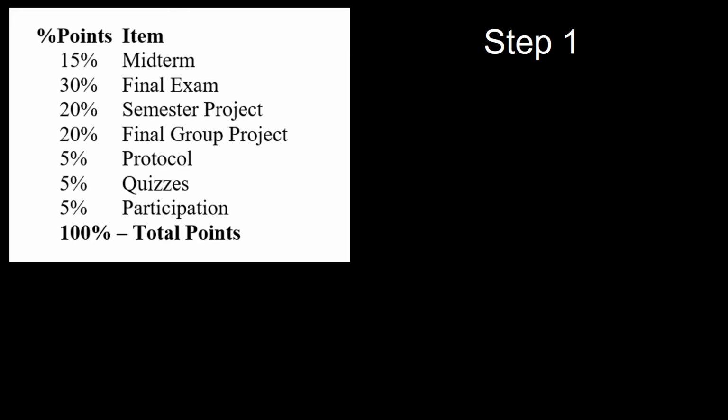So in this instance, for instance, you can see that the midterm and the final exam are 45% in total, right? And then there are projects, protocols, quizzes, and participation. So all of that together will be your grade. And you want to make sure that you allocate enough time to all of those assignments so you can do really well.